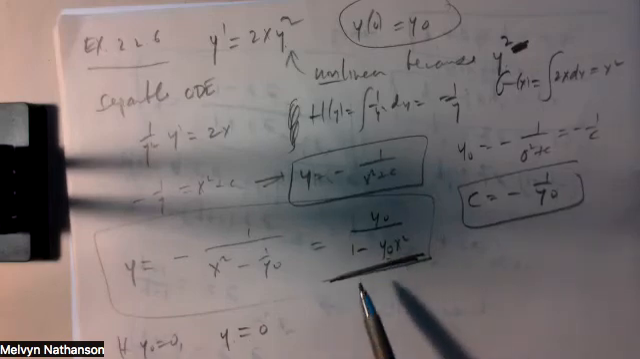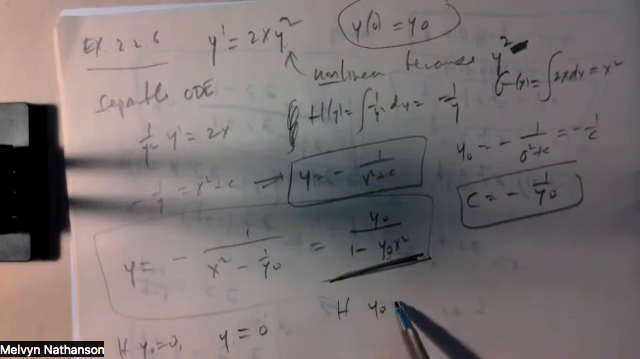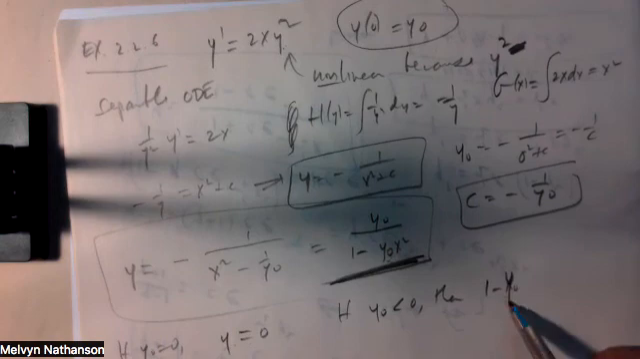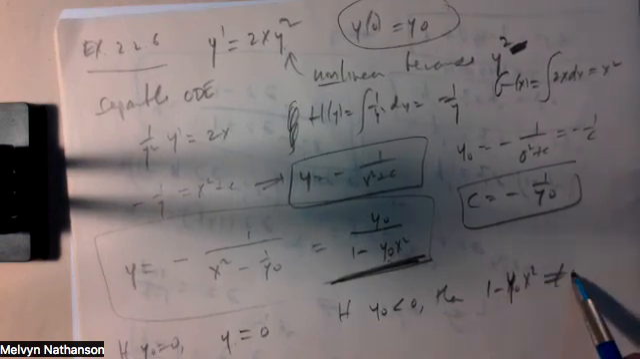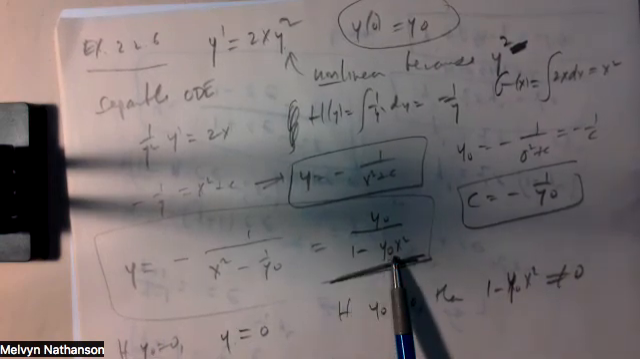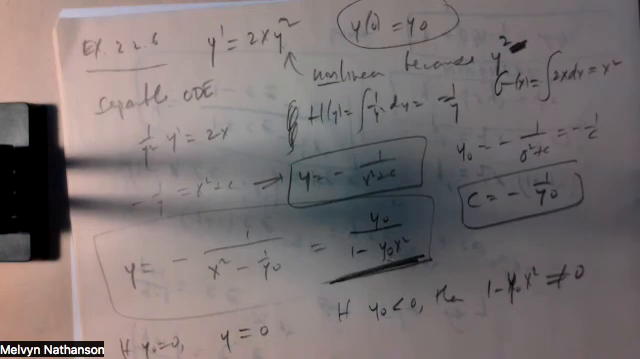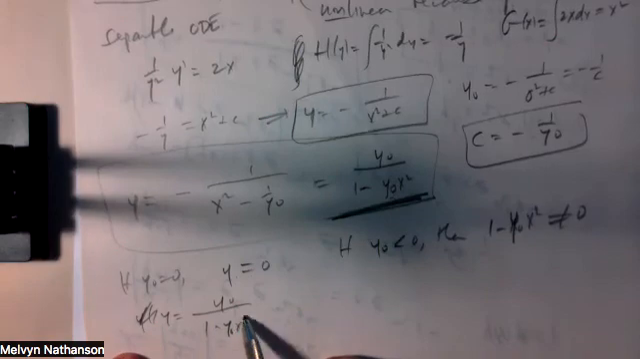Now, let's just look at this for 1 second. If y naught is negative, then 1 minus y naught x squared is never equal to 0, because it's 1 plus something which is non-negative. So the solution is valid. So this solution, y equals y naught over 1 minus y naught x squared, is defined to make sense for all x from minus infinity to plus infinity.